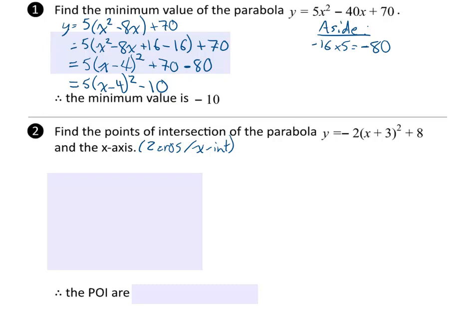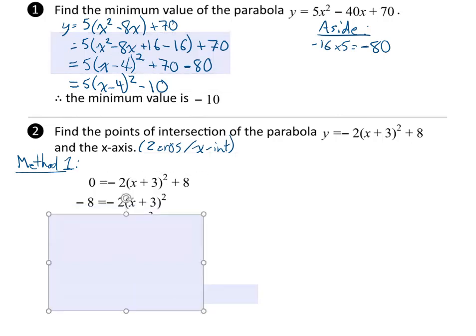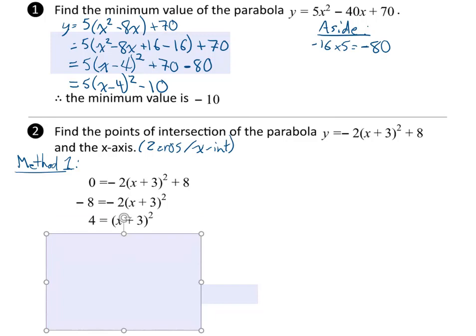Well, there are 2 methods. I strongly recommend method 1, and I'm going to reveal that. So we'll say this is method 1 to finding your x values. You set it up y is equal to 0, and we're going to start isolating the x value. Now we're going to need to expand this eventually, but we're going to move the 8 over first. Then we're going to divide both sides by negative 2, so we'll end up with 4 on the left side is equal to this quadratic relation over here.